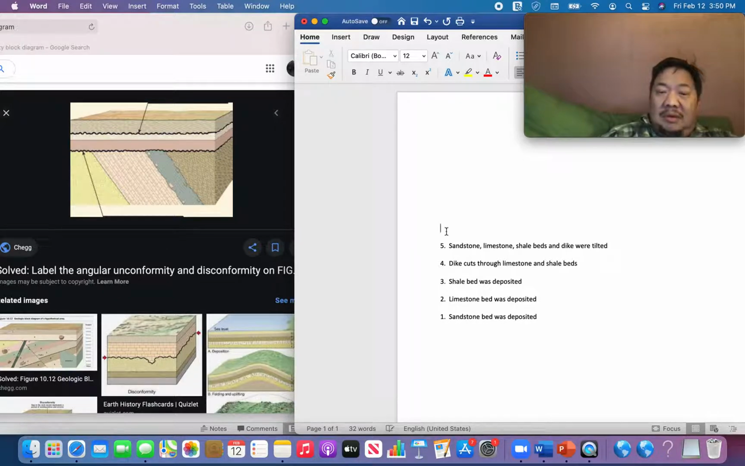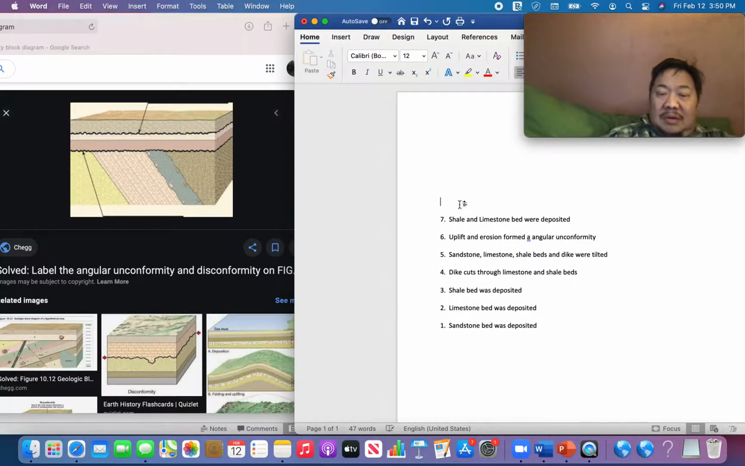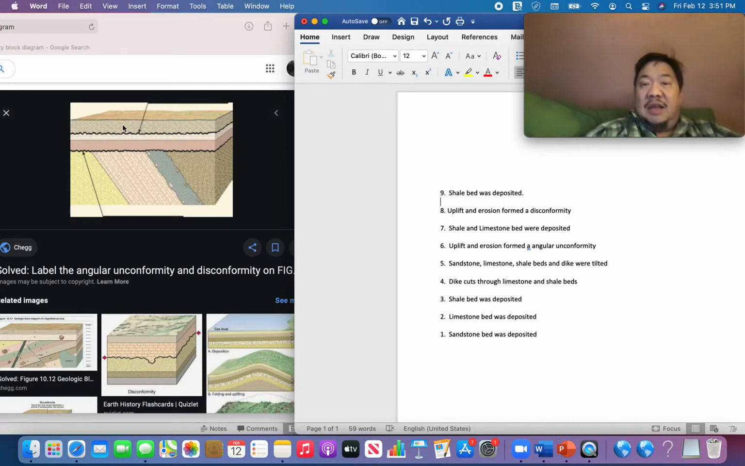Then what happened? Uplift and erosion formed an angular unconformity. Then what happened? Then a shale and limestone bed were deposited. Then what happened? Uplift and erosion formed a disconformity. Then what happened? Then a shale bed was deposited. Okay, in the next video we'll do more relative dating.